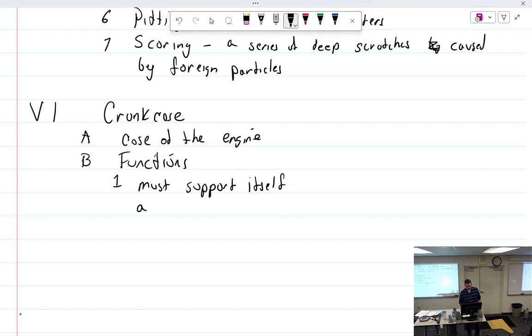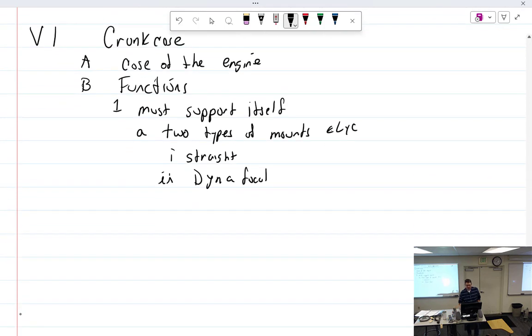We've talked about this before, two types of mounts. I should really say three. This is kind of a Lycoming thing. Two types of mounts for Lycoming. We have the straight mount. And anybody remember the other one? Dynafocal. Yeah. With dynafocal, they're angled inwards and downwards. The top ones and the bottom ones are angled inwards and upwards, so that if you put a line through each one of them, where would all these lines meet? Right, it points to the engine's center of gravity.